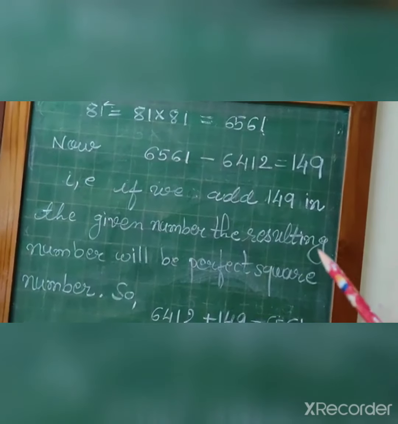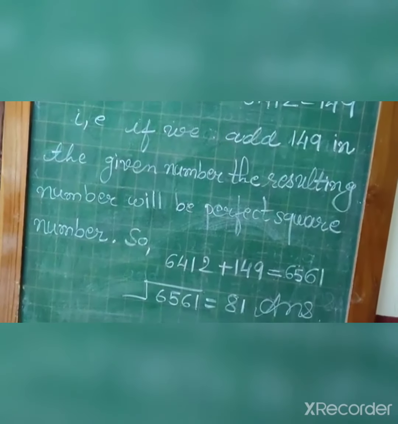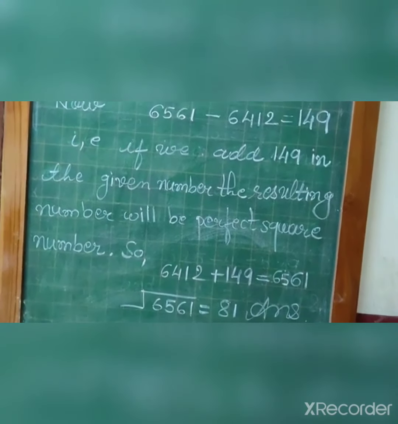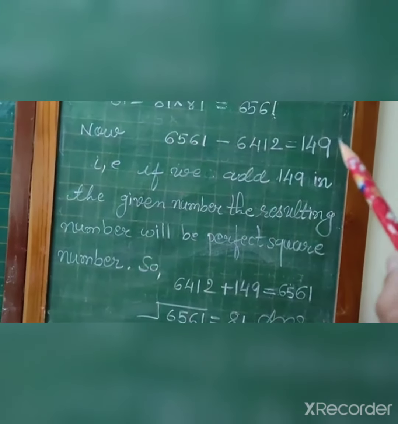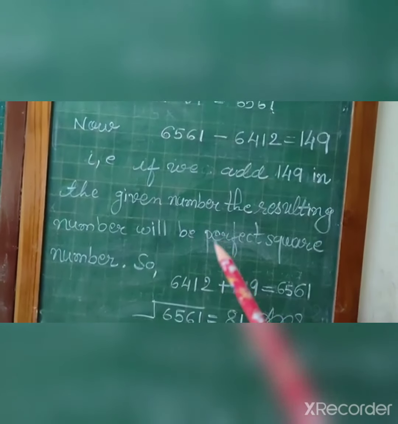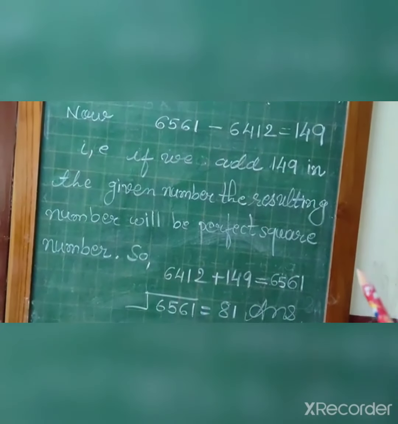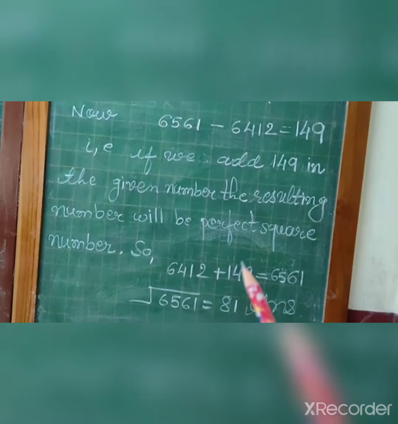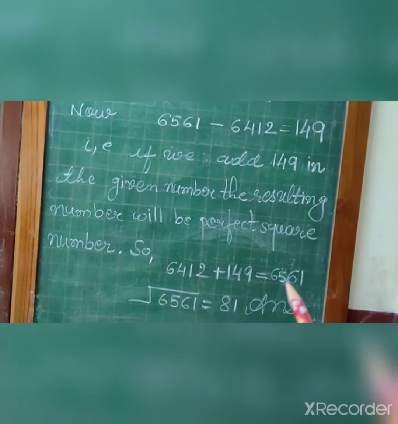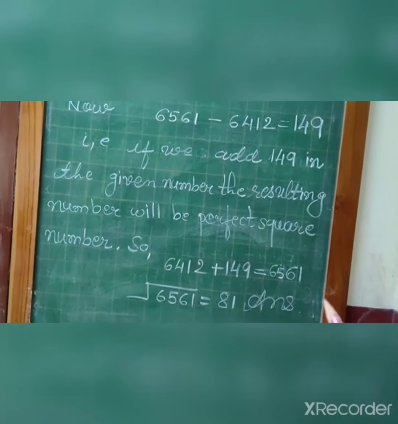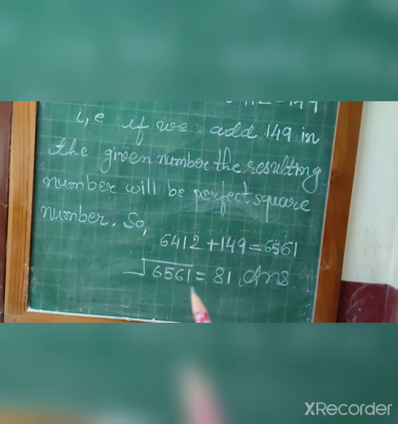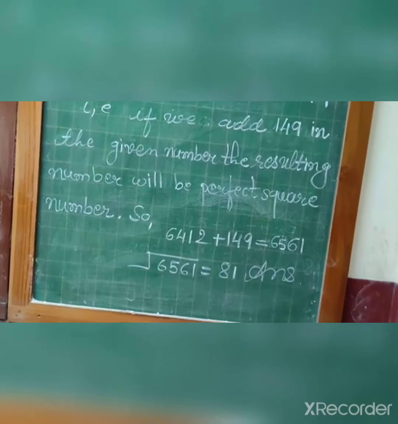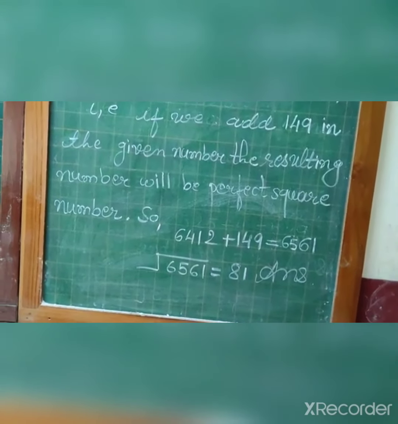That much number, if you add it to the given number, the result will be a perfect square number. So if we add 149 to the given number, the resulting number will be a perfect square number. So 6412 plus 149 is equal to 6561, and the square root of 6561 is 81. Answer. Okay.